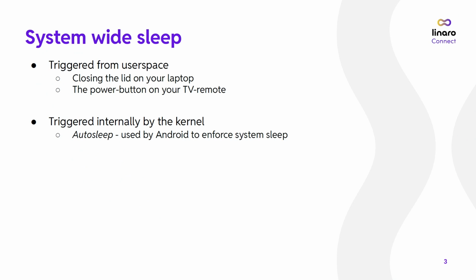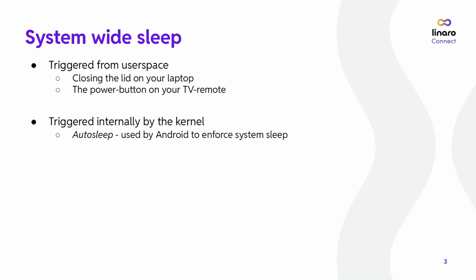So what I mean with system-wide sleep is that the whole system goes into some low power state to save power. So typically, if you have a laptop, you'll close the lid, and it goes into this low power state. Or if you have a TV or a set-top box and press the power button, it's not really turned off, it's just in a low power state.